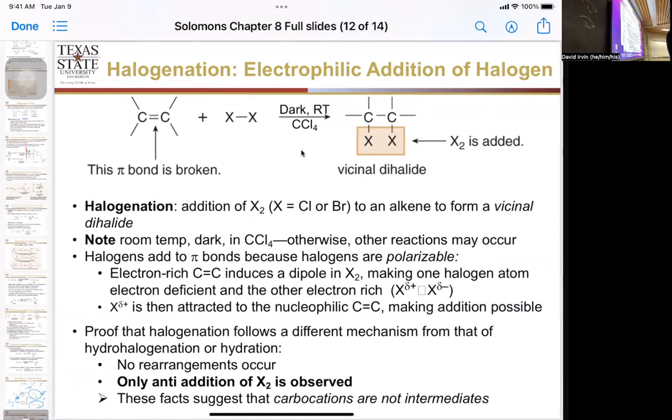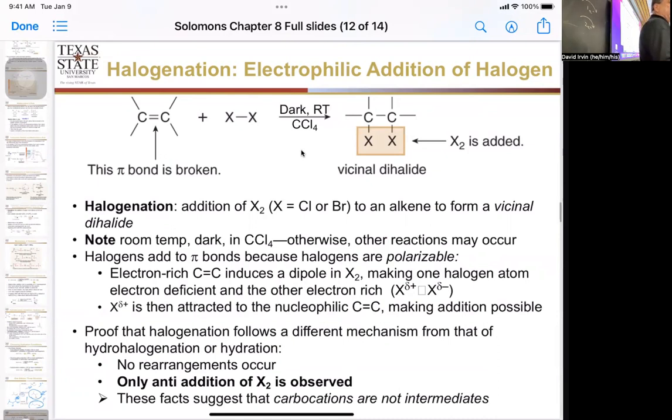They have full octets, but that is a polarizable bond. Now, the proof that we have a different mechanism is that we do not rearrange, and we only get anti-addition. So there's no carbocation formed. If there was a carbocation, we'd have a mixture of syn and anti. Go back to that first slide where we had syn and anti.